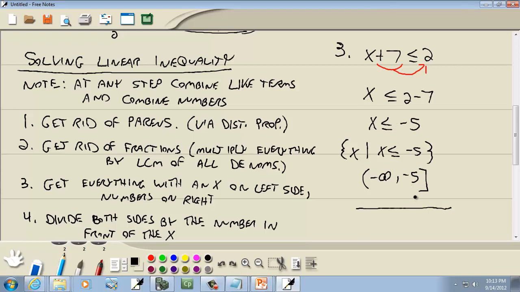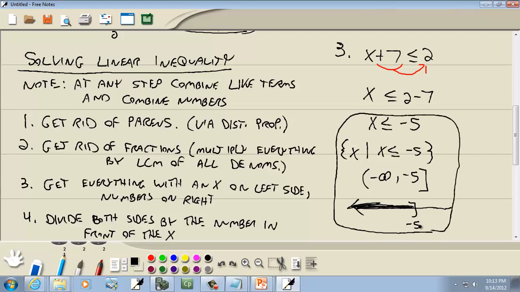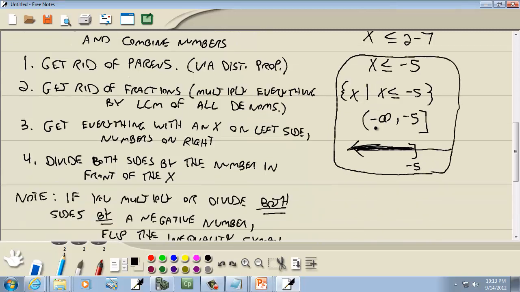Now, if you have your interval notation, the graph is very easy. Bracket on negative 5, bracket on negative 5. And it's going to negative infinity, so I shade the negative infinity. And those would be our answers. So let's take a look at another problem.